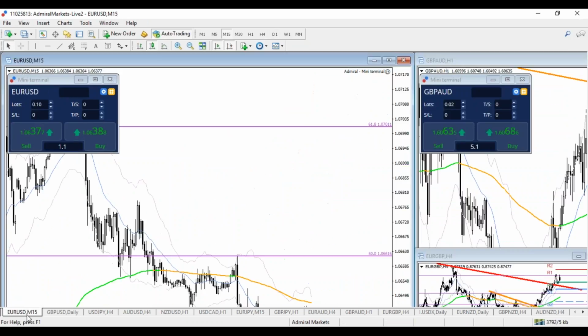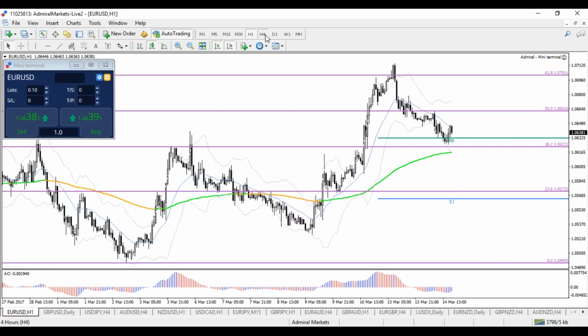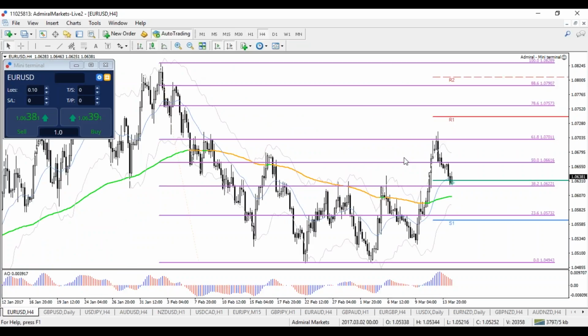Euro dollar, we can take a look one more time. Quick recap here: I'm looking for price to make a bounce at the weekly pivot point, to bounce up to the 78.6 fib and then make a turn at the 78.6 or 88.6 fib. And that turn could be quite substantial. So one more higher high, there will be divergence between these tops, and then I would expect a bearish turn.